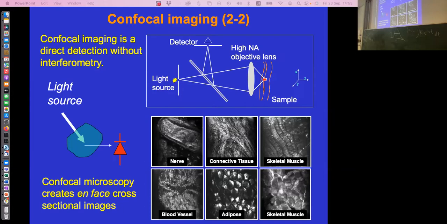And these are some examples. This is nerve tissue, connective tissue, skeletal muscle, blood vessels, adipose tissue, fat cells, and skeletal muscle.